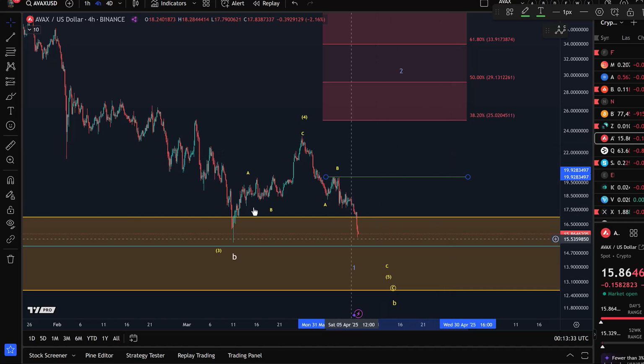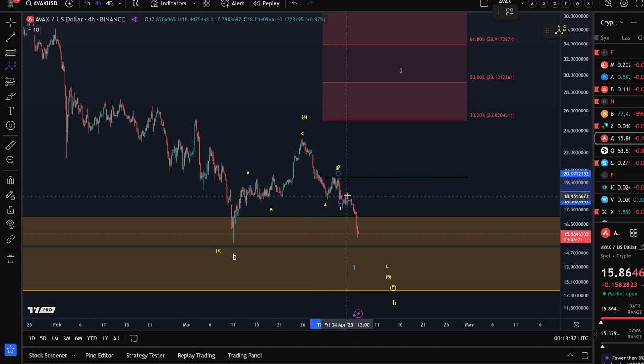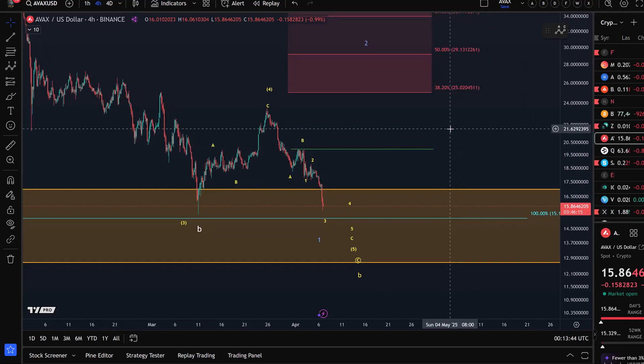And I'd say it would probably need, if we add a micro count, really this is just an attempt to make sense of the microstructures here. It might need another 4-5 pattern. That's the update about AVAX.